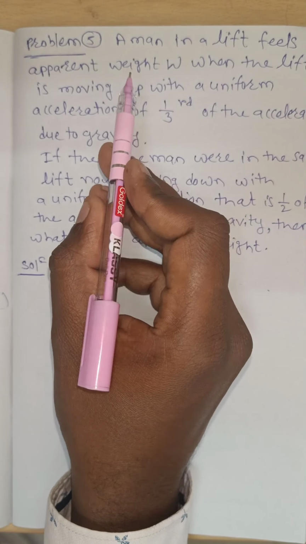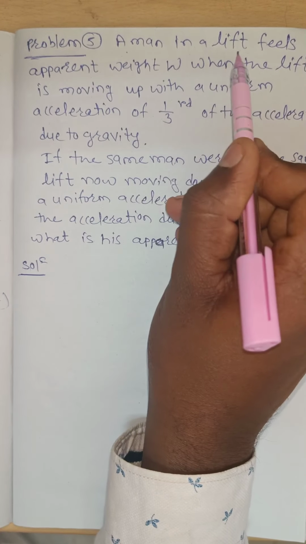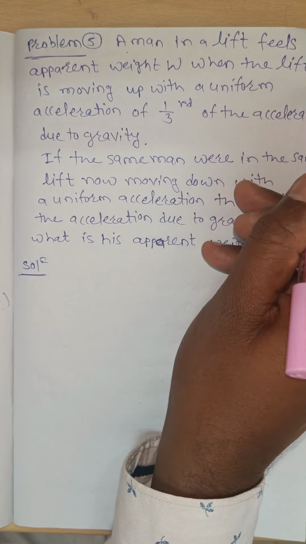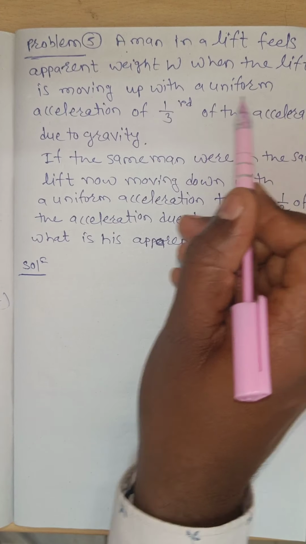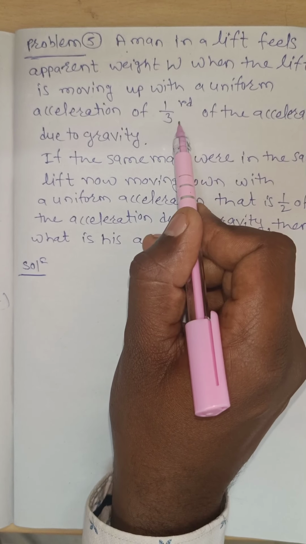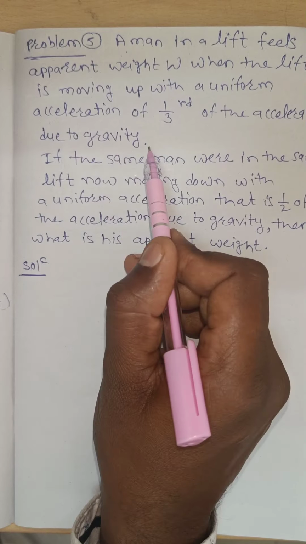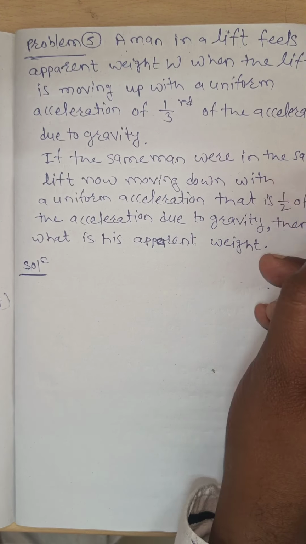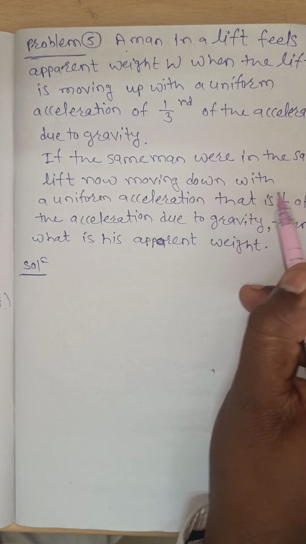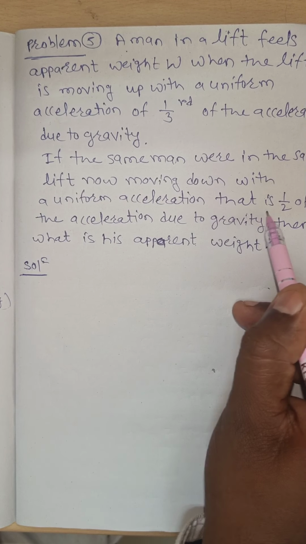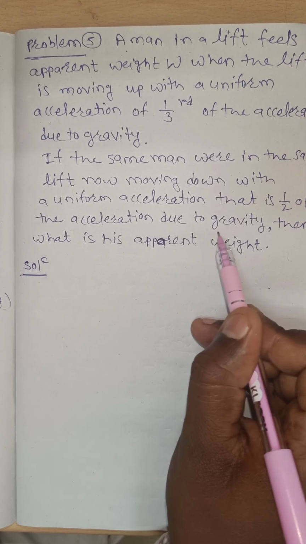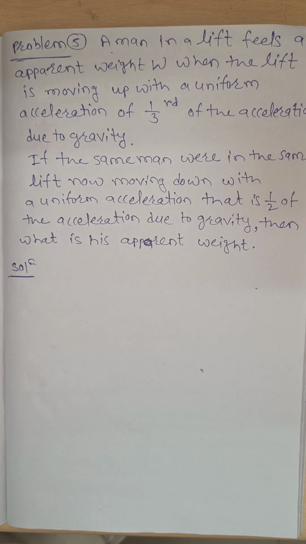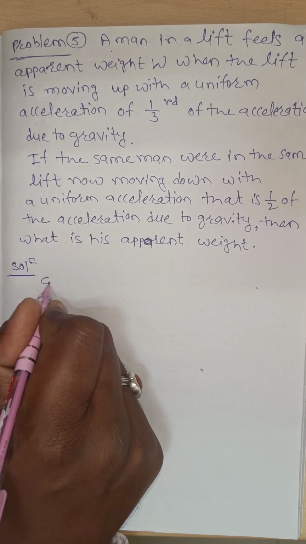Now problem number 5: a man in a lift feels an apparent weight W when the lift is moving up with a uniform acceleration of 1/3 of the acceleration due to gravity. Second case, if the same man were in the same lift, now moving down with a uniform acceleration that is half of the acceleration due to gravity, then what is his apparent weight? Now that is the first case.